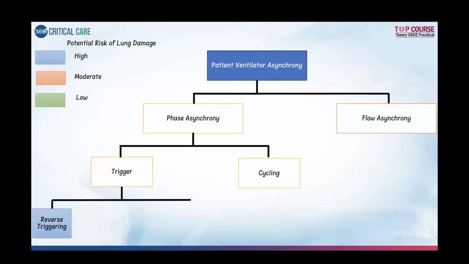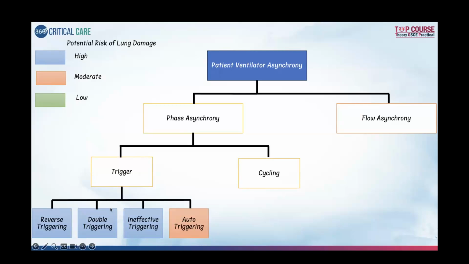So one pattern is reverse triggering. Have a look. What do you mean by reverse triggering? What is the mechanism causing it? How do you get rid of reverse triggering? So, trigger abnormality. There can be several trigger abnormalities. One is called reverse triggering. One is called double triggering. The third one is called ineffective triggering, and auto triggering. Okay, there are four different abnormalities that can happen due to trigger problems: reverse, double, ineffective, and auto triggering.